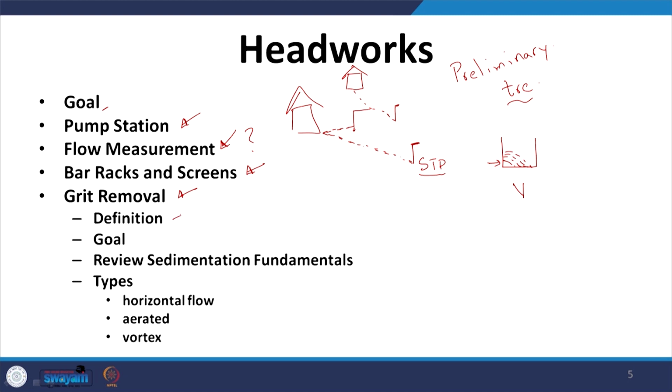And then grit removal, which we discussed. What is grit? What are we trying to do? And then some sedimentation fundamentals, let us say, because grit removal can be done with the aid of gravity, right. Let us get this started now.